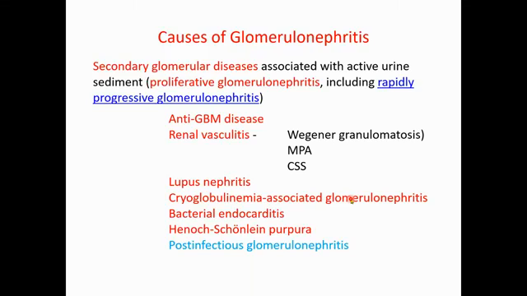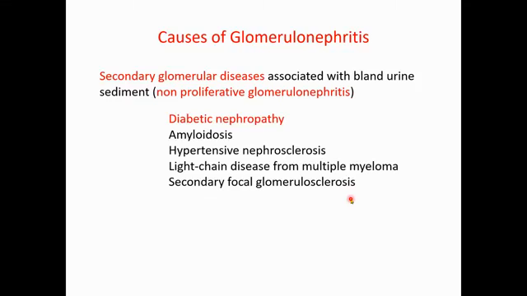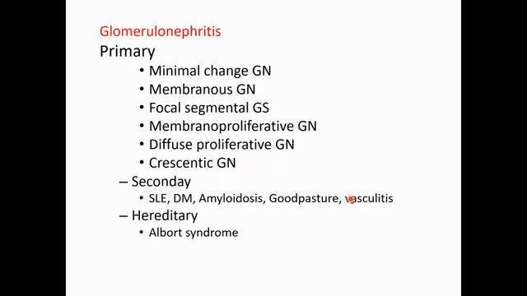Renal vasculitis, that is ANCA-associated vasculitis: Wegener's granulomatosis, microscopic polyangiitis, Churg-Strauss syndrome. Lupus nephritis is another important cause of secondary glomerulonephritis. In proliferative varieties, also bacterial endocarditis, Henoch-Schönlein purpura, and the most important is post-infectious glomerulonephritis. And secondary non-proliferative causes: diabetic nephropathy, hypertensive nephrosclerosis, amyloidosis, light chain disease, that is multiple myeloma, and secondary focal segmental glomerulosclerosis, that is obesity-related or drug-related, may present as a secondary cause of non-proliferative glomerulonephritis.